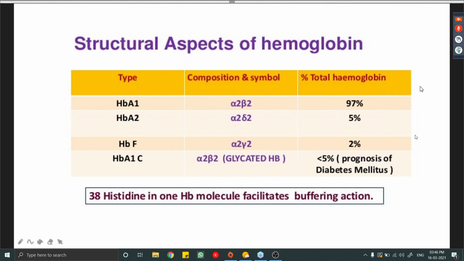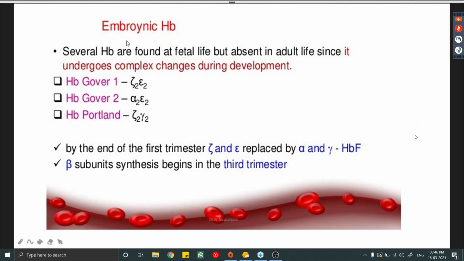Again, going back to this slide: HbA1 97%, HbA2 5%, fetal hemoglobin 2%, and this is Hb Gower 1. These are the hemoglobins which are found in fetal life, but they are absent in adult life because their synthesis stops before birth. So Hb Gower 1, then Hb Gower 2, when the alpha 2 chain synthesis increases, then Hb Portland. By the end of the first trimester, these chains are replaced by alpha and gamma chains.